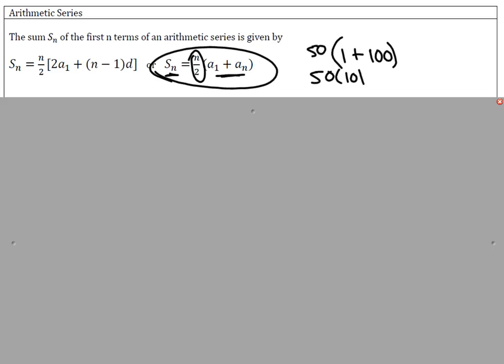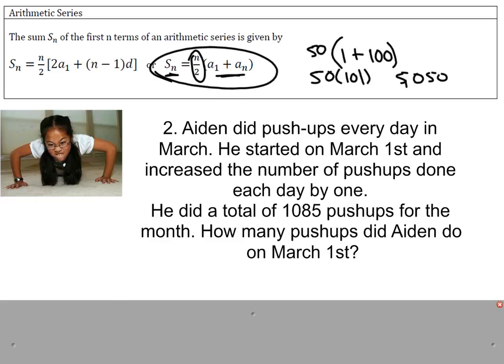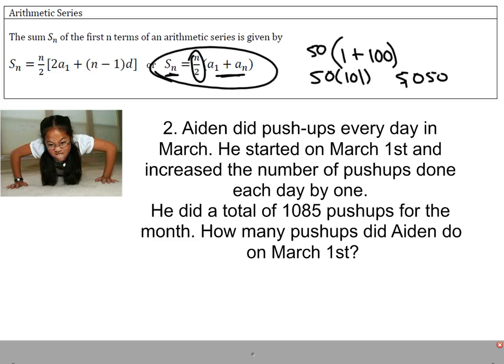So 50 times 1 is 50. 50 times 100 is going to be 5,000. So his answer was just 5,050. And that was all there was to it. So that's how he did it. So that is one of two ways to find the sum of an arithmetic sequence, which we call an arithmetic series.